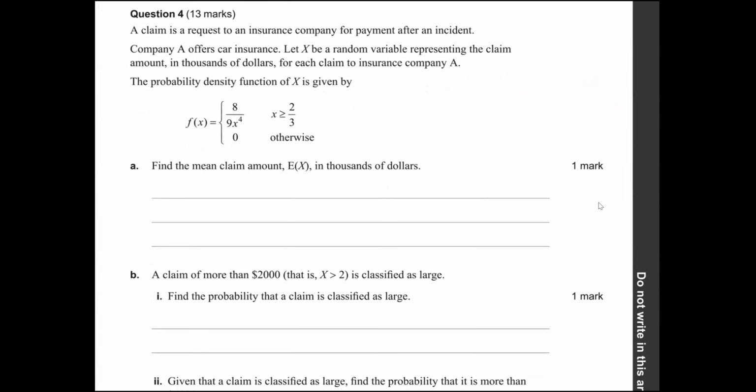Question 4. A claim is a request to an insurance company for a payment after an incident. Basically, if you drive a boo-boo and somebody else drives a boo-boo, bang! Whose responsibility is that? We don't know. But in Australia, probably you need to contact your insurance company, and the insurance company will look after you if you have purchased or signed up to comprehensive insurance. Okay, and hopefully you get a good deal, a good quote.